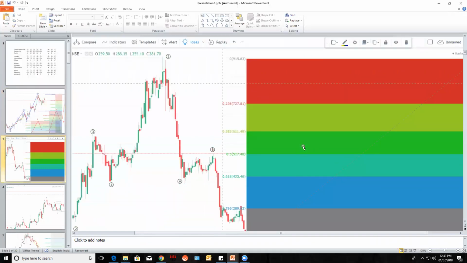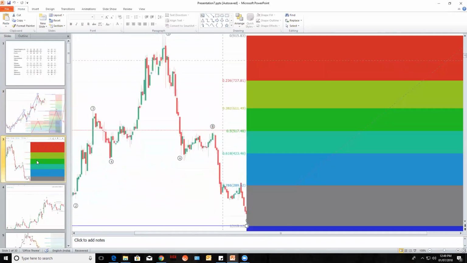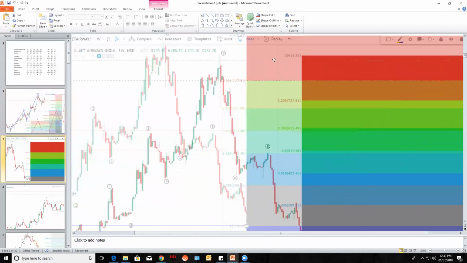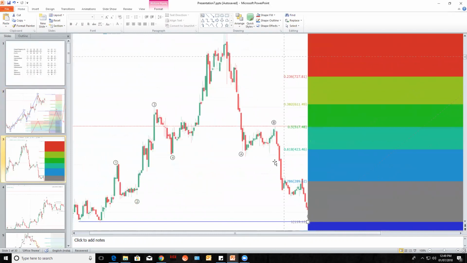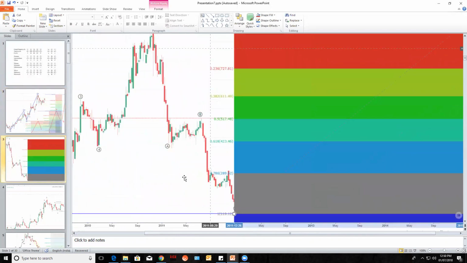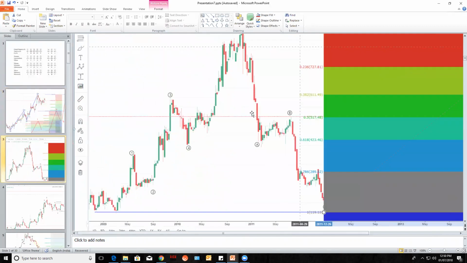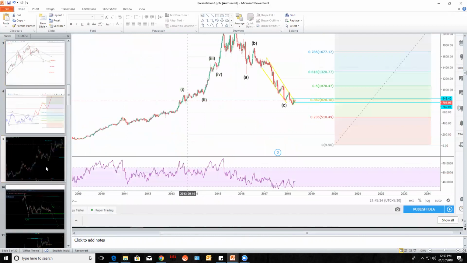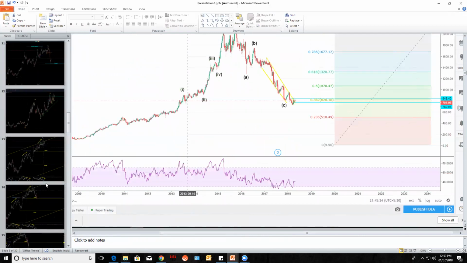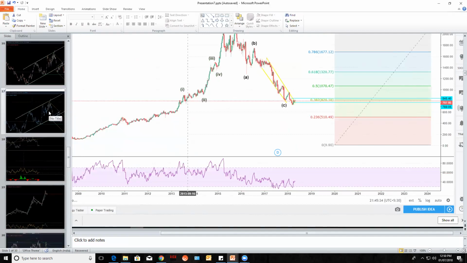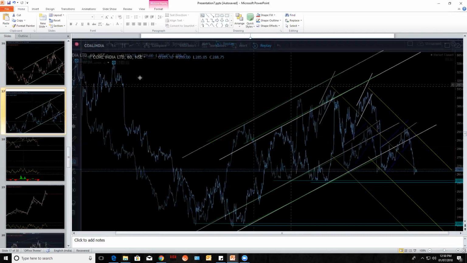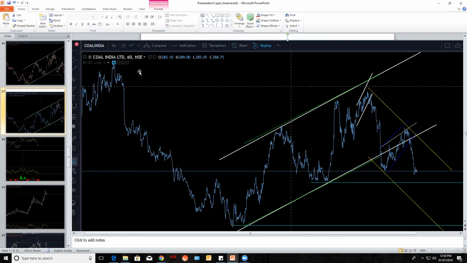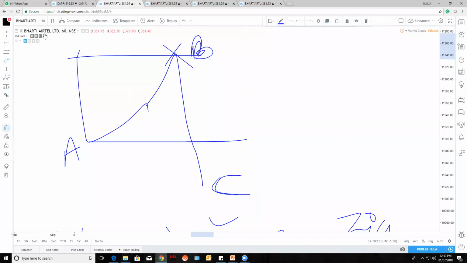See, this is the structure. Are you able to see this chart of Jet Airways? If you can see, this is A, B, and C. This is a zigzag correction, a simple A, B, and C. Let's see if you have any more. I will show them. It's again a zigzag correction. It is in which chart? Coal India. Okay, I'll try to show where it is.